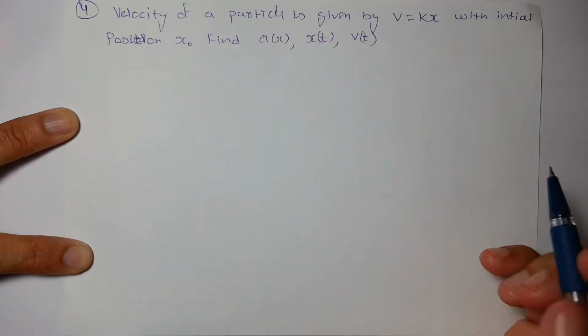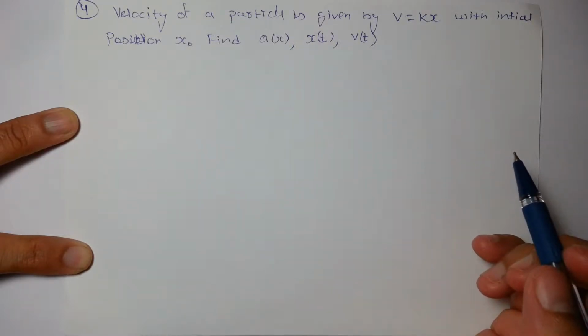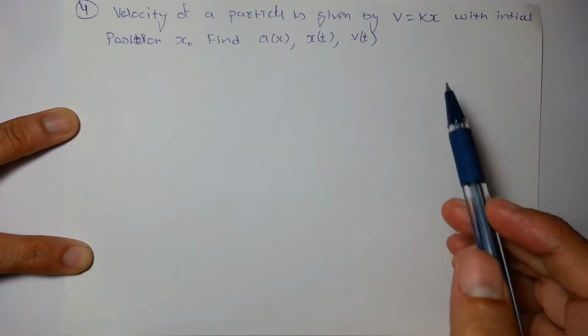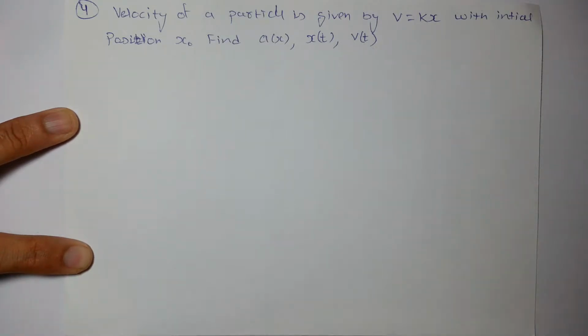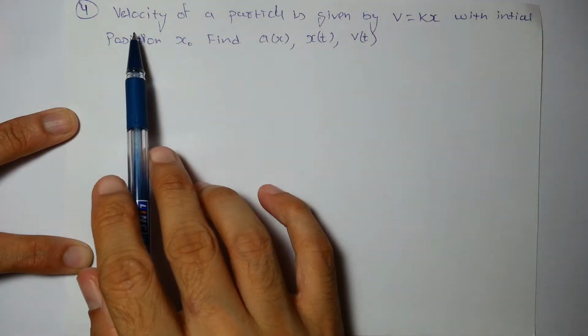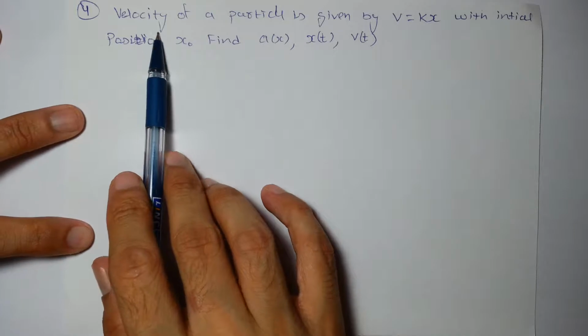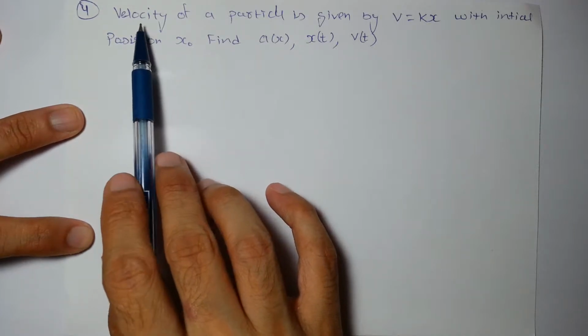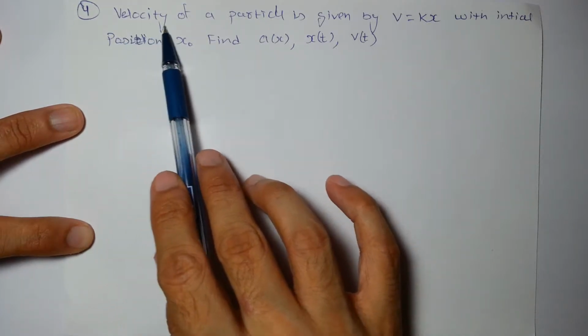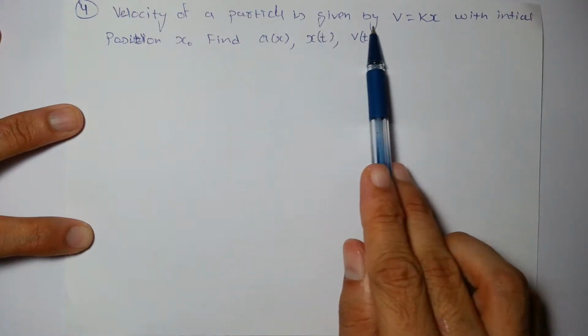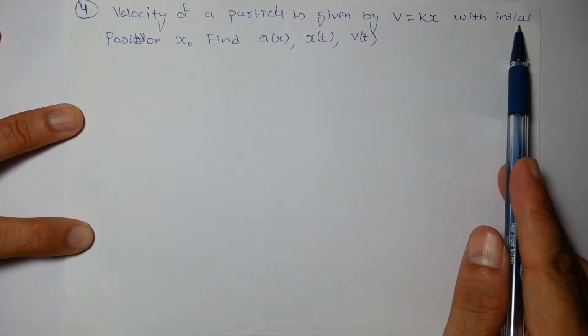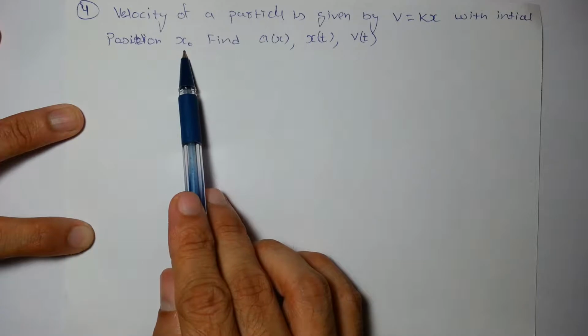Hello friends, in this video we'll be dealing with a few extremely important questions related to variable accelerations. So let's start with the first one. Before this video you must have watched the basic video of variable acceleration cases. The first question is: the velocity of a particle is given by v equal to kx with initial position x0.